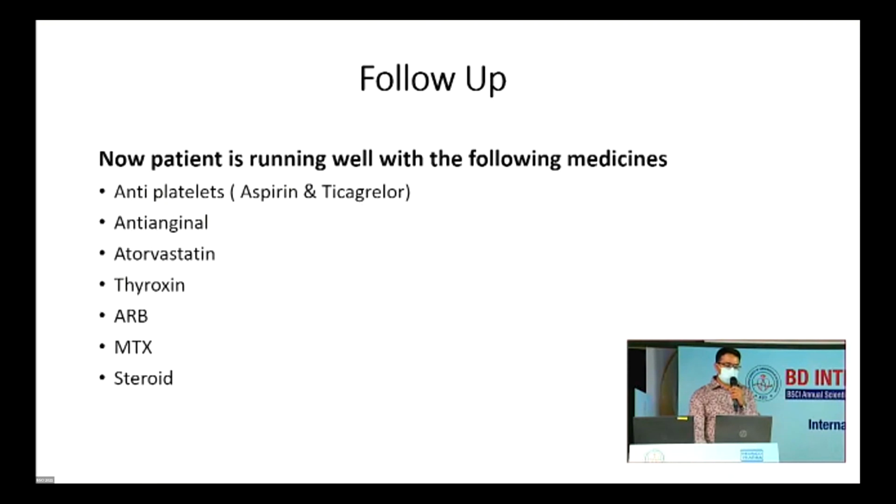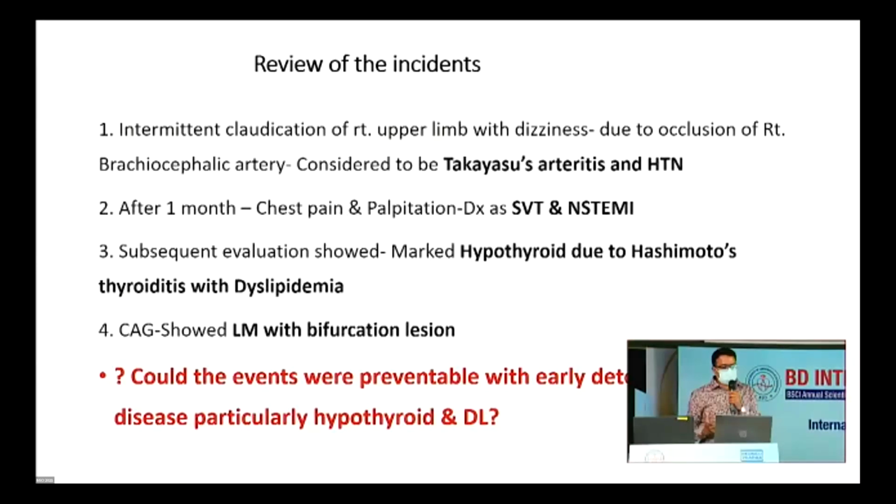We repeatedly followed up the patient. Apart from antiplatelets and other medication, he is also taking thyroxine, MTX, and steroid. If we review our case totally, for the diagnosis of Takayasu arteritis, he spent a long time, and 1 month later he was diagnosed with SVT and non-ST MI. We also evaluated thoroughly for atherosclerotic and vasculitic causes. We found hypothyroidism due to Hashimoto's and dyslipidemia. CAG showed a left main bifurcation lesion.